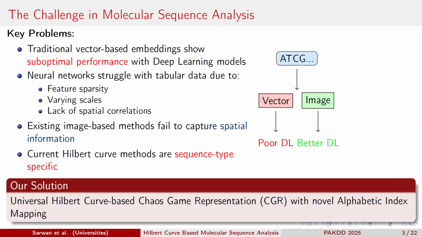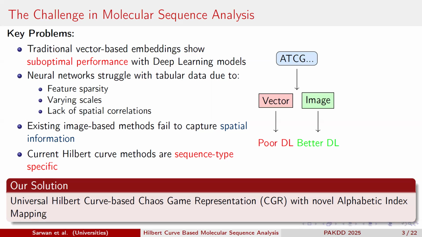So why is this happening? Well, neural networks, particularly CNNs, struggle with tabular data because of three main issues: feature sparsity, varying scale, and most importantly, complete lack of spatial correlations.